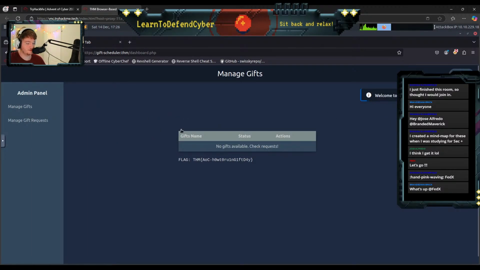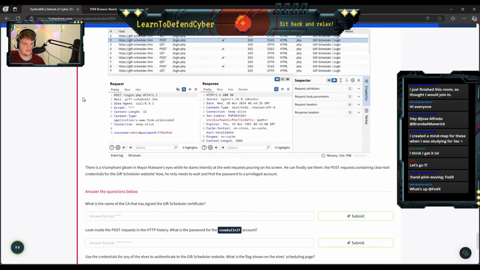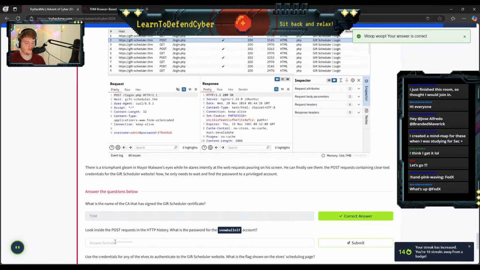We can cancel G-Day. And we got a flag right here. THM, how to ruin gift day. So we'll go ahead and copy that from our box. What is the name of the CA? It's just THM. So we found that earlier when we investigated the details. If you remember, we popped that certificate out to another tab and looked at the details in there.